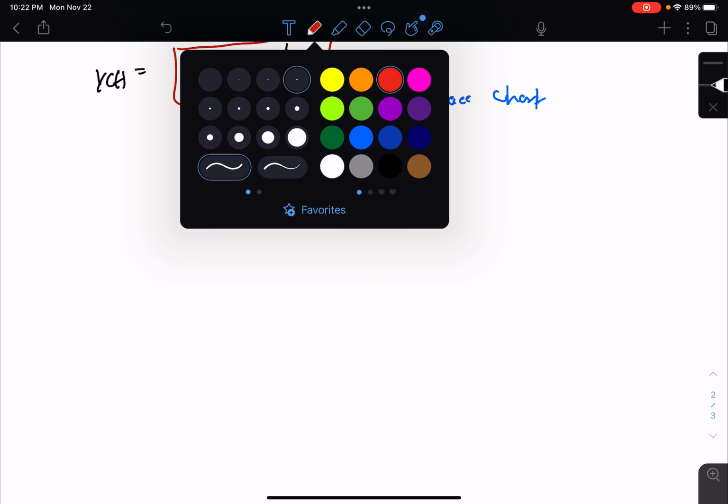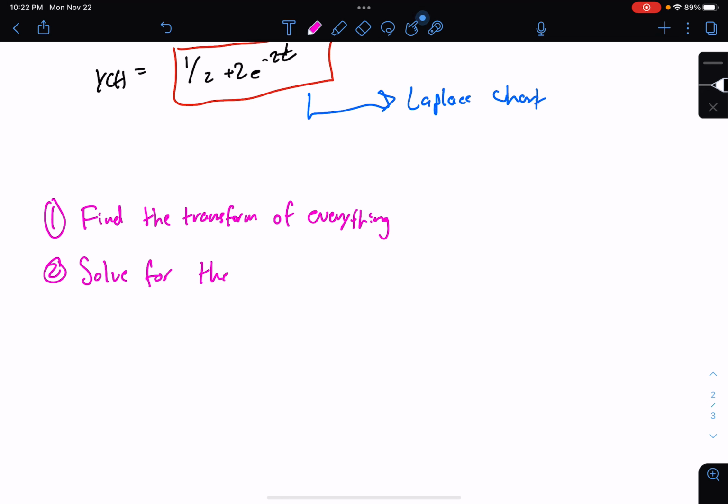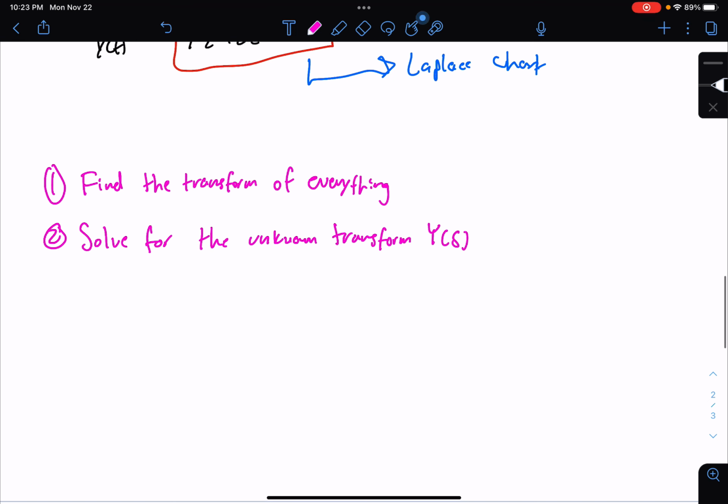So step 1 would be find the transform of everything. In this case, it was our non-homogeneous differential equation. Step 2, solve for the unknown transform, capital Y of s. And then our final step would be y of t is the inverse transform of capital Y of s.